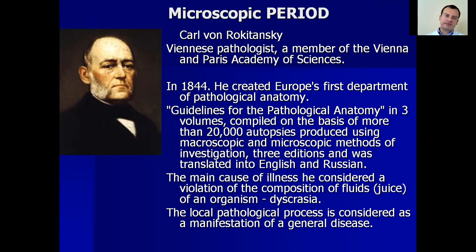Microscopic period. Karl von Rokitansky. He created Europe's first department of pathological anatomy. The main cause of illness he considered a violation of the composition of the fluids of an organism, dyscrasia. The local pathological process was considered a manifestation of a general disease.